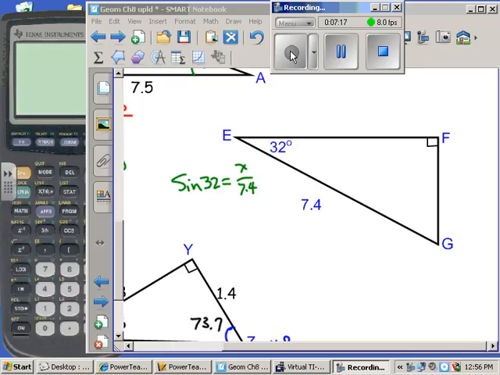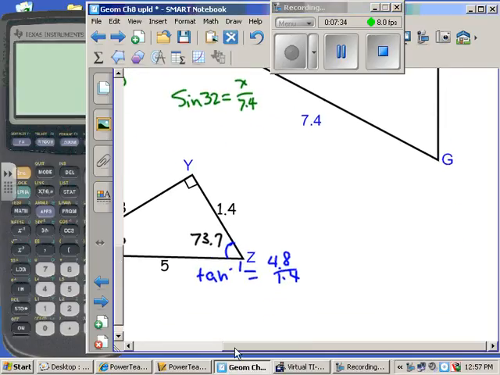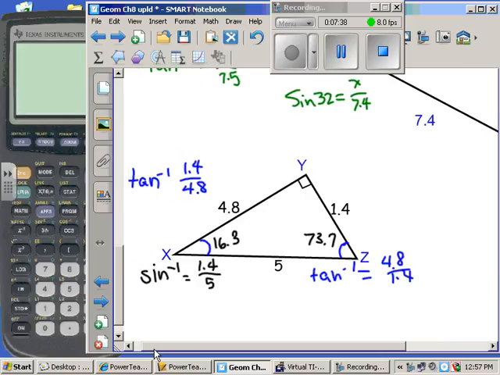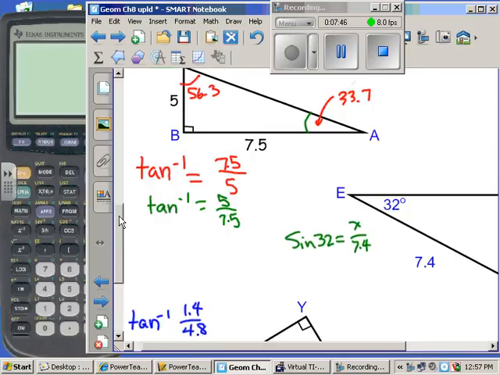Okay, so for 32, since we're looking for sides, we use regular sine. We don't use inverse. So you can use sine of 32 is equal to x over 7.4. And this is a problem we just finished. It just occurred to me that we went ahead without recording. So these are the answers, 16.3 and 73.7. And then we went up to do this one.